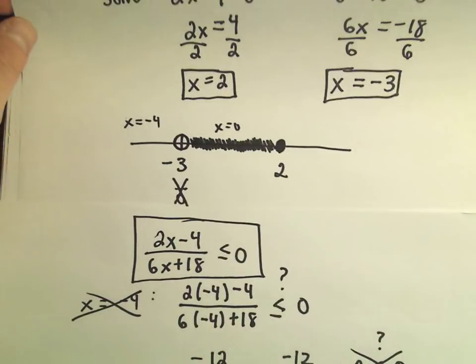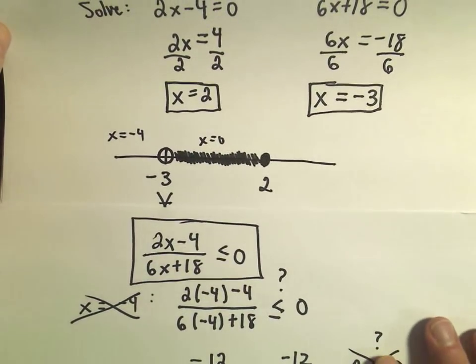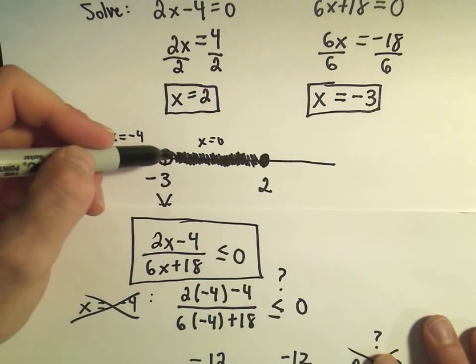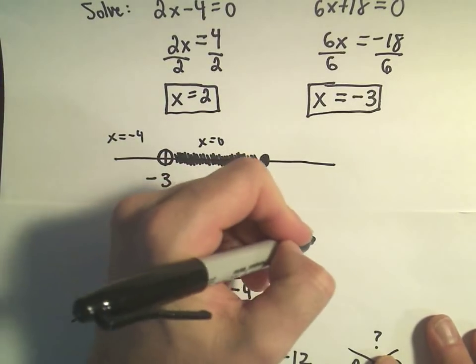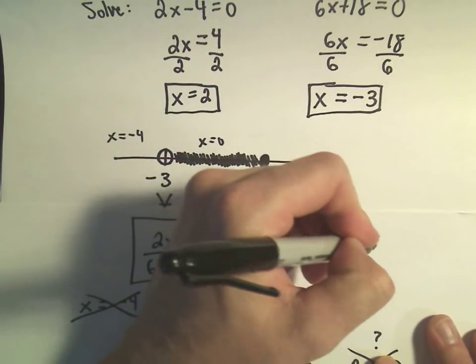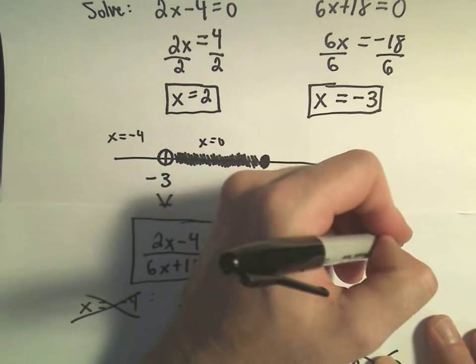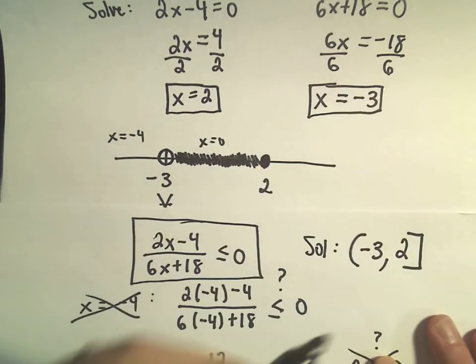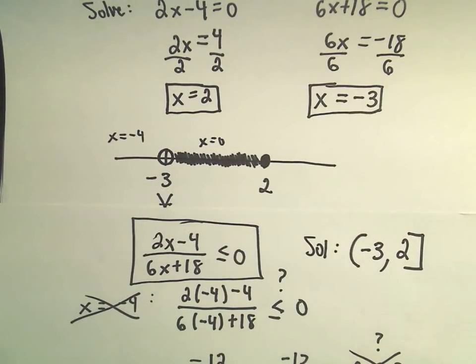So the only solutions to our original inequality are the numbers between negative 3 and 2. We can write that in interval notation by using a parenthesis around our negative 3. We go up to 2 and also include it, so we'll put a bracket around it to indicate that.